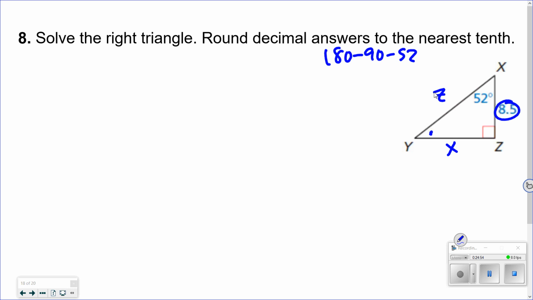Plug that into your brain or your calculator or whatever you're using, and we end up with really 90 minus 52, so it's 38 degrees. So angle Y is 38 degrees.